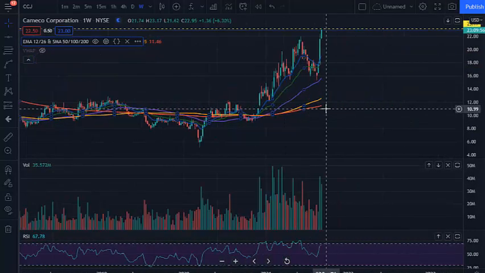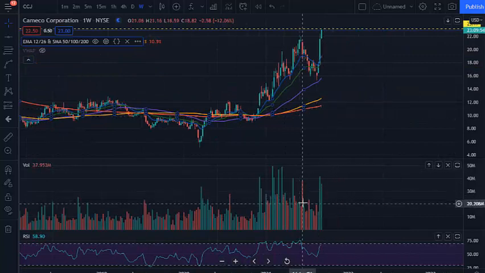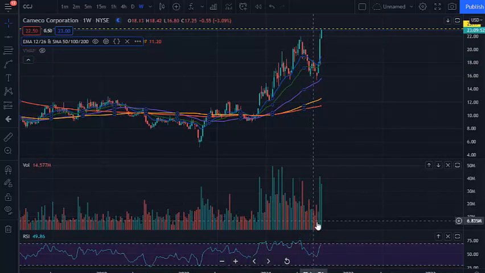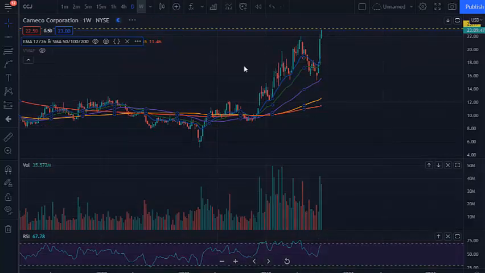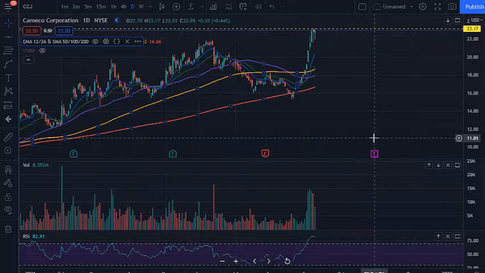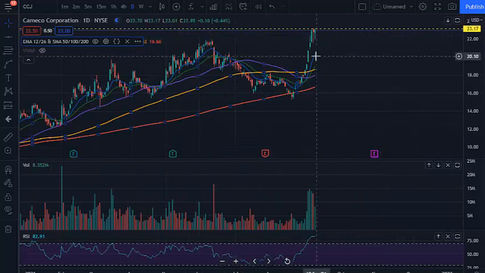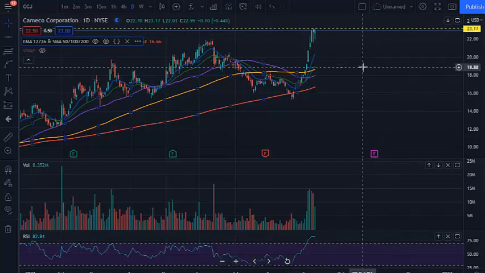One thing to note here is you can see how we were getting all this red bear volume, and now we're getting lots of green bull volume. So that's looking really good for this ticker. There could be more good things to come. So if in a position, hold.